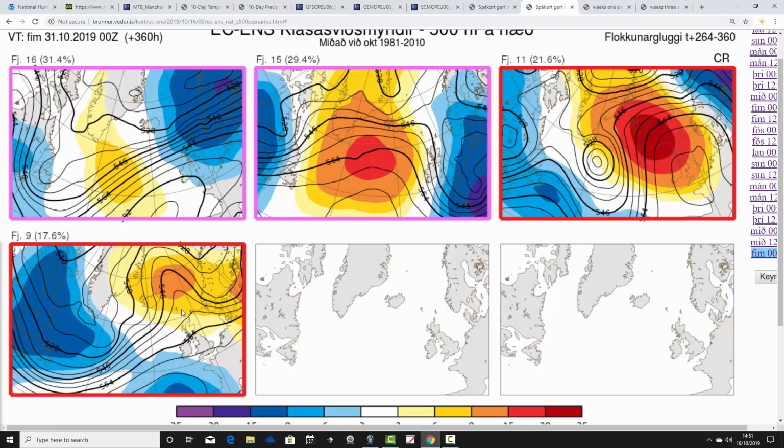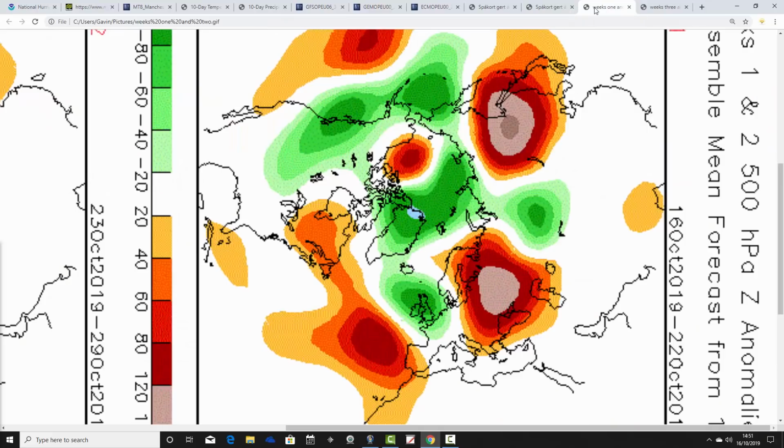It does look as though this could be a rather cold end to October, as we were saying in yesterday's video. But what about the CFS V2? Because yesterday that wasn't interested at all in colder weather for the end of October. Let's have a look at it today. So it's at 500 millibar heights, breaking down to week periods. The first week period takes us from the 16th to 22nd of October.